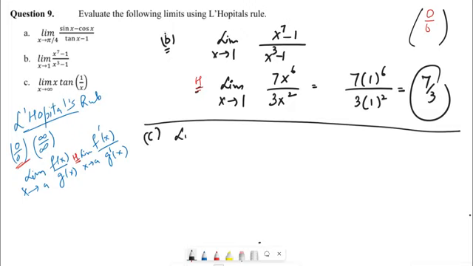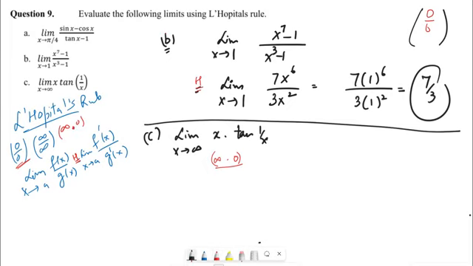Let's try the last one. Limit as x approaches infinity of x times tangent 1 by x. If I plug in infinity in there, this is infinity. Tangent 1 by infinity, 1 by infinity is 0, tangent 0 is 0. So this is infinity times 0 form. We don't have infinity times 0 directly as an indeterminate form we can apply the rule to.